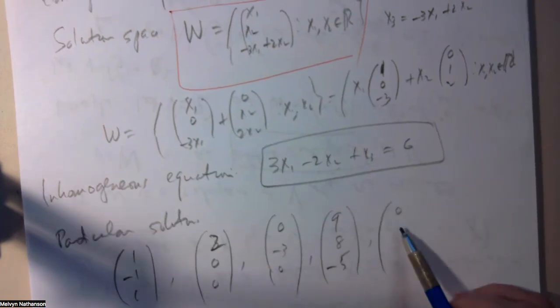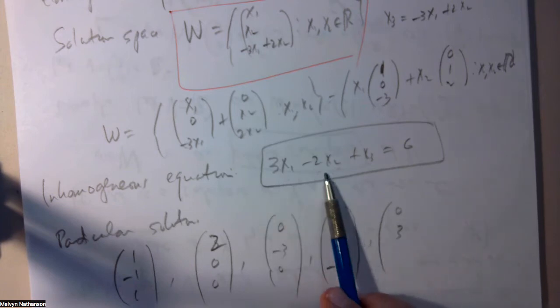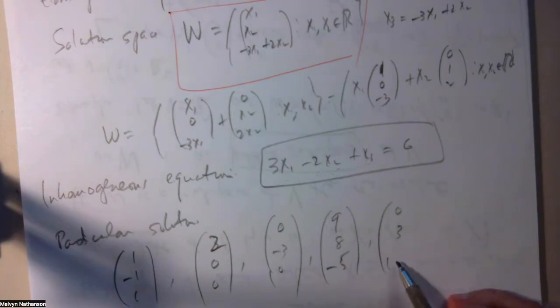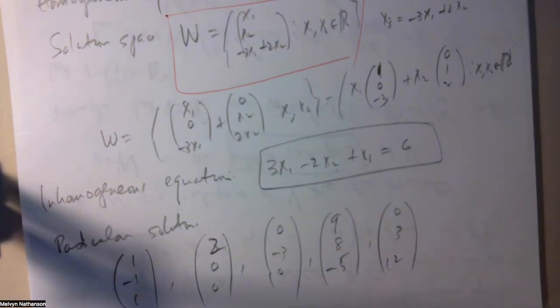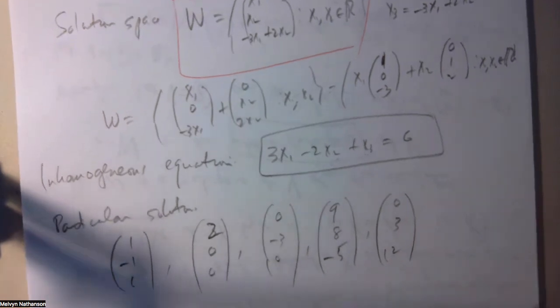Or I could take 0, 3. This is 0 and this is 3. This is minus 6. So I have to add 12 to get plus 6. So these are just particular solutions of this equation. Right? There are lots of solutions. There are infinitely many solutions, in fact, and we want to describe them all.